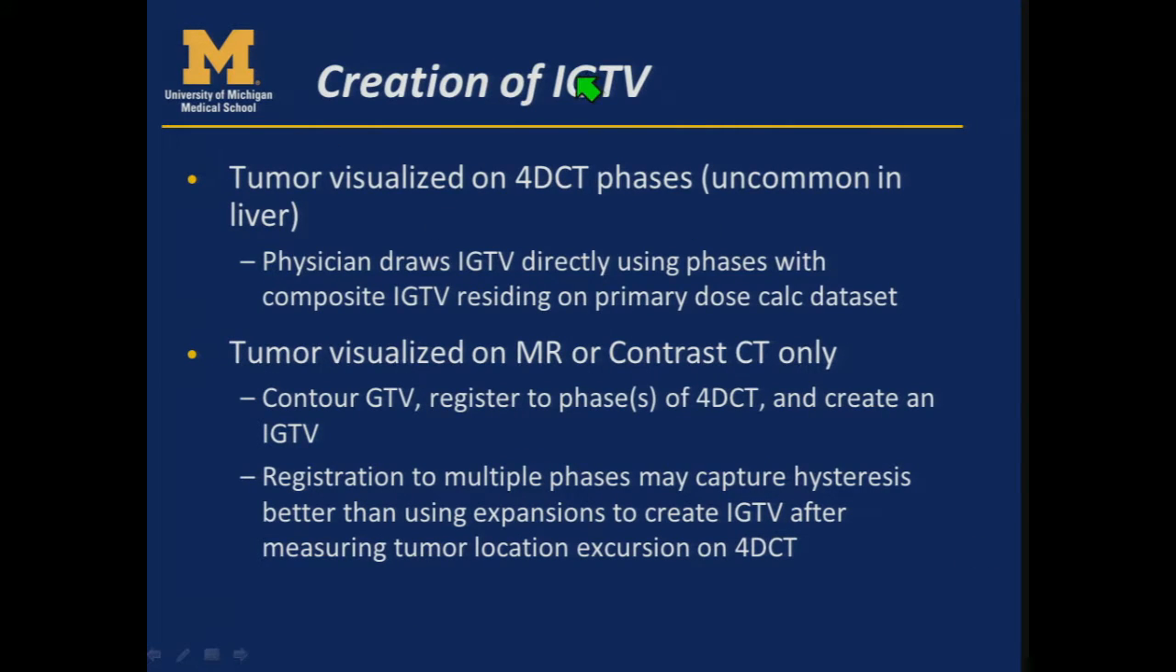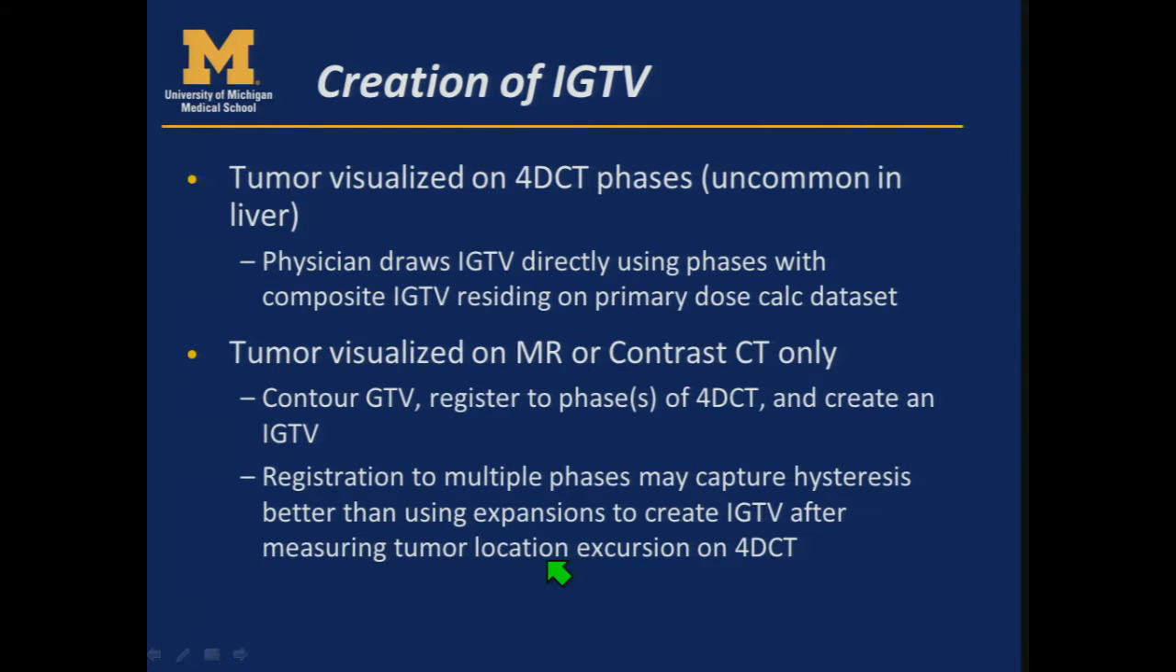And then we would create the ITV or the IGTV. If we have a free breathing patient, we may be able to see the tumor on 4D CT. I've mentioned that this is uncommon; this was a really good example case. The physician could draw the IGTV directly using the phases, but usually that's not possible, and we're only getting a tumor on the MR or contrast CT. In that case, we'll have the physician contour the GTV, register the proper phase, and then we'll create the IGTV by watching the motion of the tumor on the 4D CT.